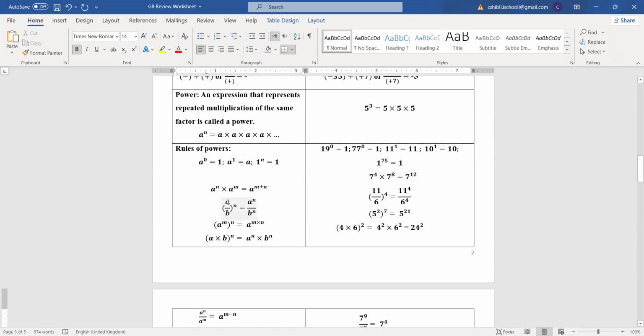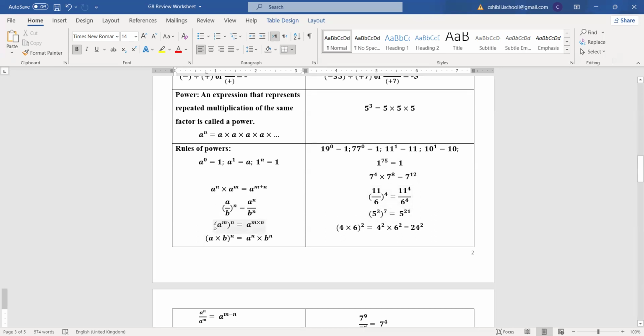The second rule: a over b, all of it to the power n. I have a fraction to the same exponent. As you can see here, the whole fraction is between the parentheses. So the exponent outside is given to every term inside the parentheses in the fraction. n is given to a, so I write a to the power n over, n is given to b, b to the power n. For example, 11 over 6, all of it to the power 4. So the exponent 4 is given to 11, it becomes 11 to the power 4. And the exponent 4 is given to 6, so it's written 6 to the power 4.